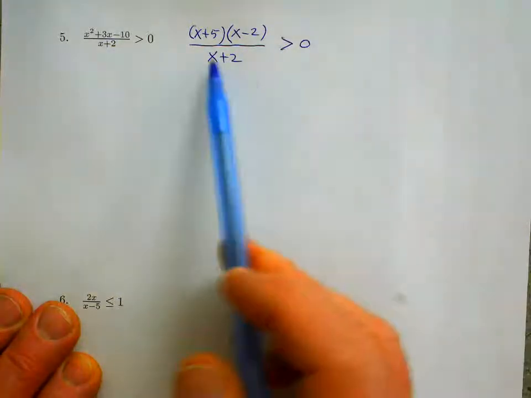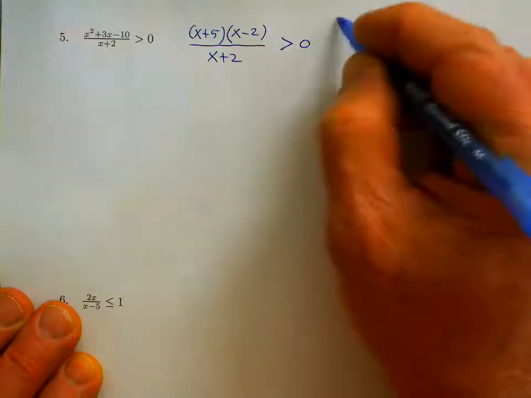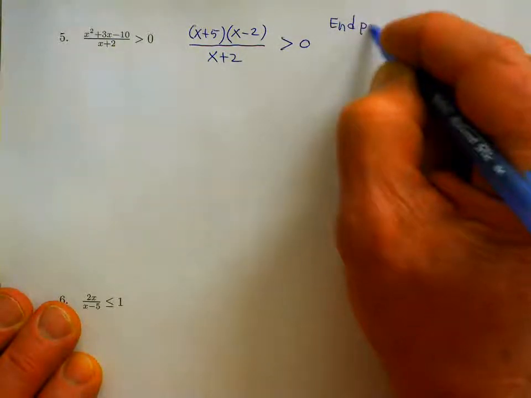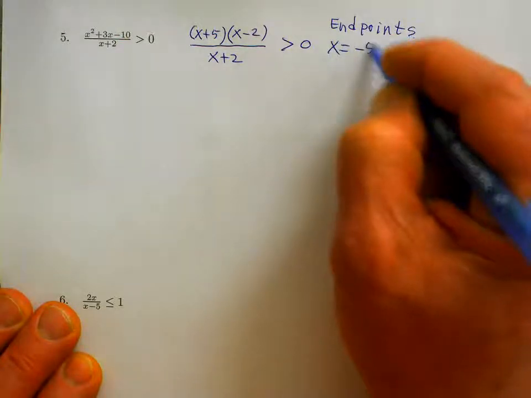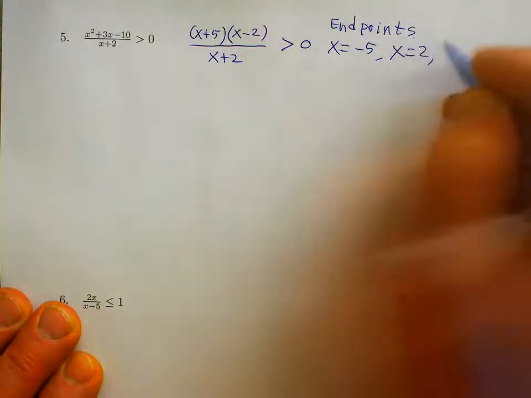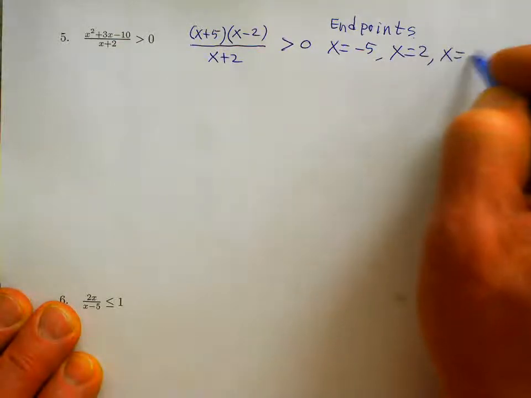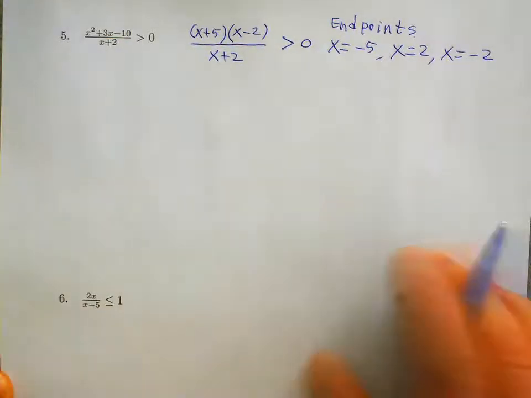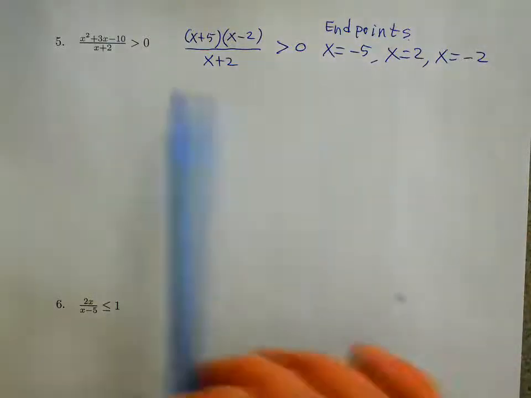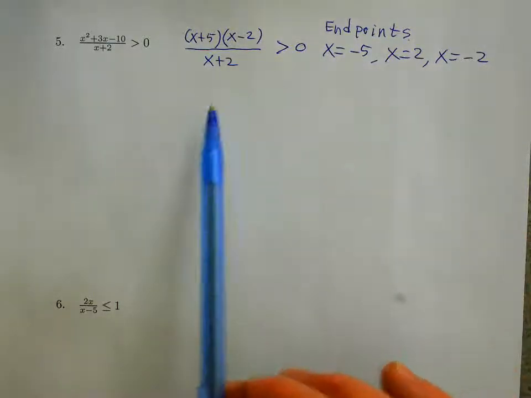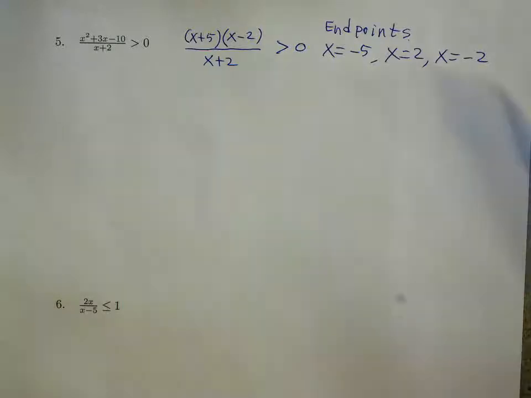And so the endpoints are x equals negative 5, x equals 2, and then from the denominator, x equals negative 2. And then you can go about picking test points the same way that we did on the previous examples.